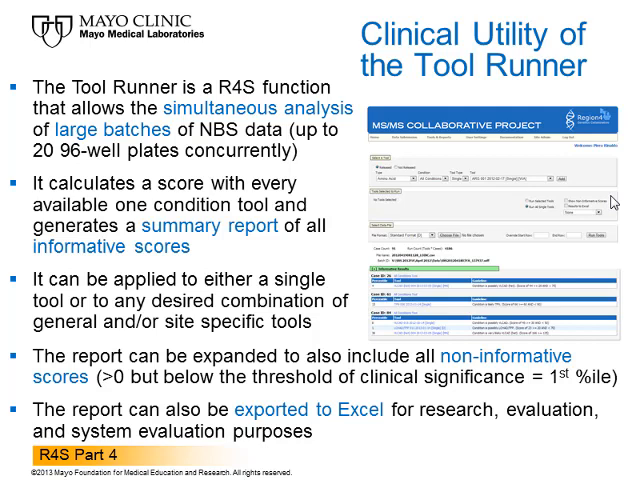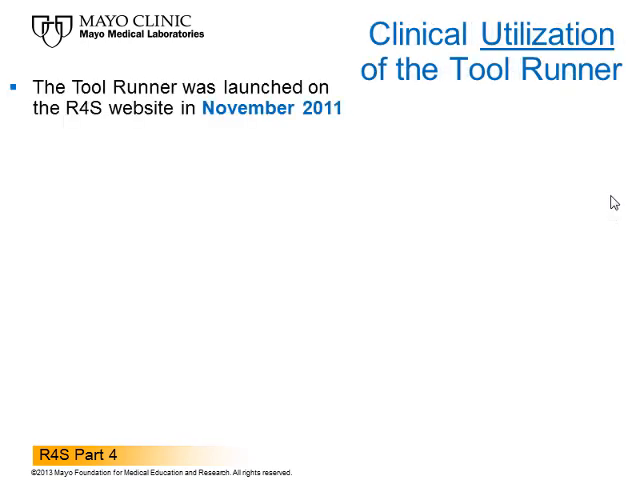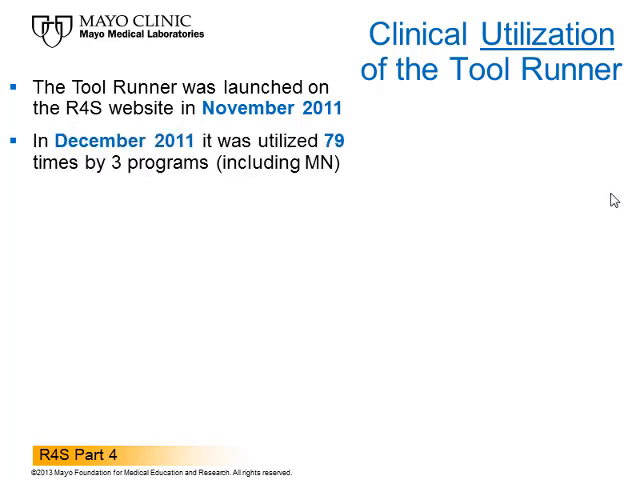Since the launch into production of the tool runner, a frequently asked question has been, is anybody besides Minnesota using it? That is a legitimate question that we're glad to answer. The tool runner became available to R4S users in November 2011 after being presented to the final R4S user meeting in San Diego. This activity was made possible by the HRSA Regional Collaborative Grant that ended its second cycle in May 2012. It was utilized 79 times in December 2011 by Minnesota and 2 other programs.